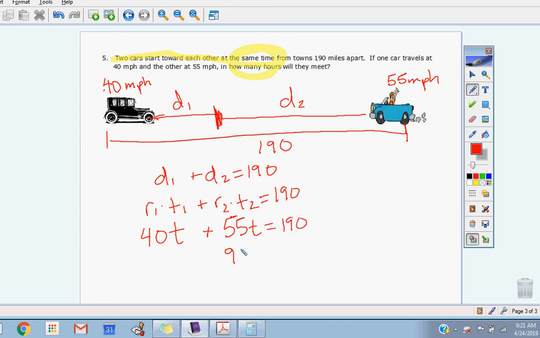So we got 95t equals 190. Divide both sides by 95 and you get 2. So the answer is 2 hours until they meet. Okay, hope this helps, and you can do your practice now. Just attempt them, do the best, but draw a picture, a diagram. It helps.